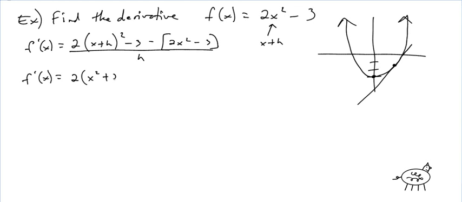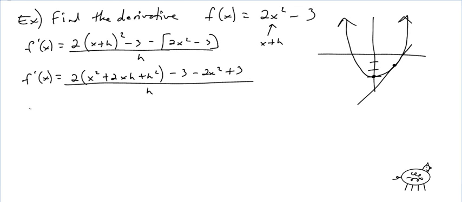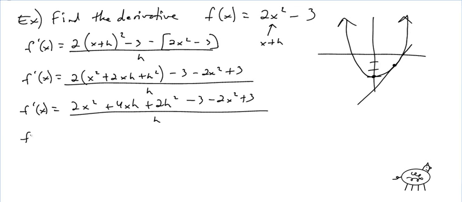So 2 times (x squared plus 2xh plus h squared) minus 3 minus 2x squared plus 3 all over h. So f prime of x, we had 2x squared plus 4xh plus 2h squared minus 3 minus 2x squared plus 3 all over h. And remember, math fans, another important thing that you're doing here is we're trying to get rid of that h off the denominator, right? So we're trying to manipulate the top to do that.